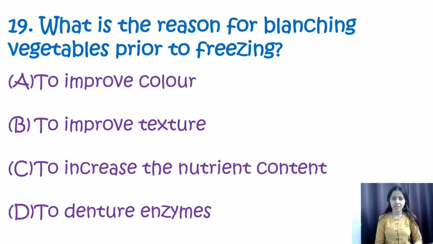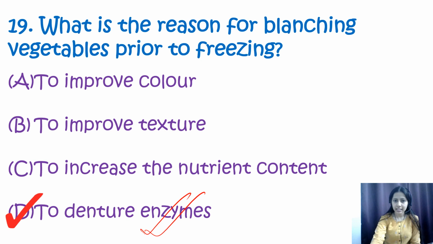Question number 19: what is the reason for blanching vegetables prior to freezing? Options are to improve color, to improve texture, to increase the nutrient content, or to denature the enzymes. So the correct option is D, that is to denature the enzymes. The blanching process basically involves a brief immersion of vegetables into boiling water or steam, and then quickly immersing them into cool or ice water. And why do we do that? To stop the cooking process. This blanching step involves the inactivation of the enzymes, but it can also cause undesirable changes.